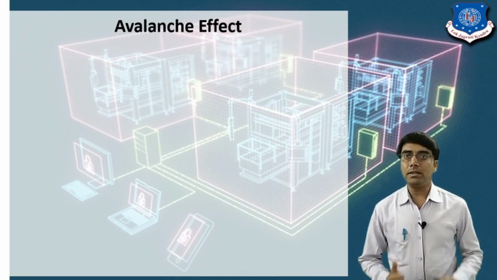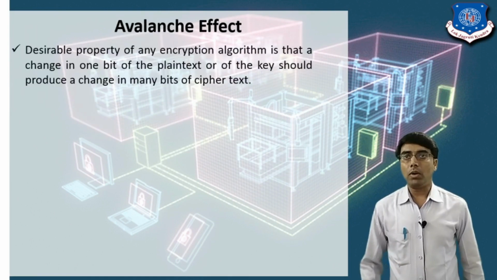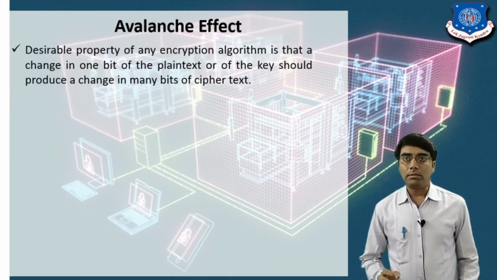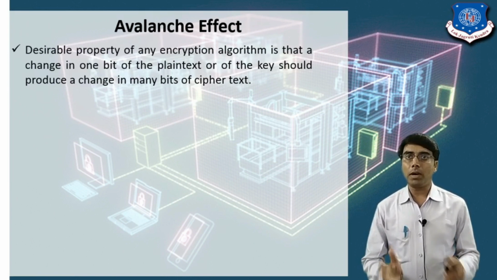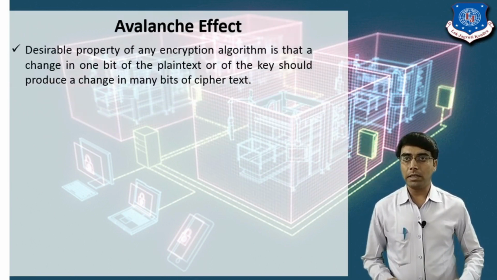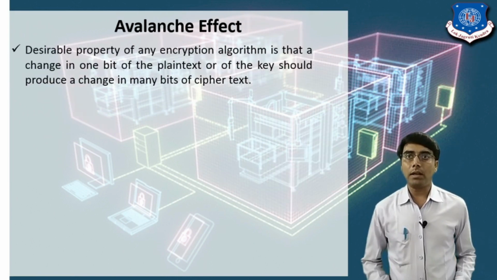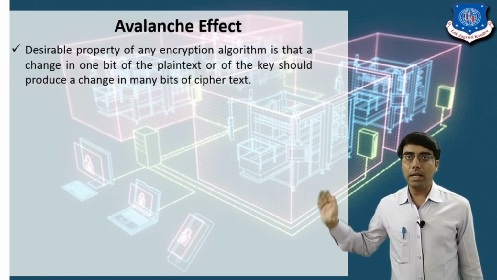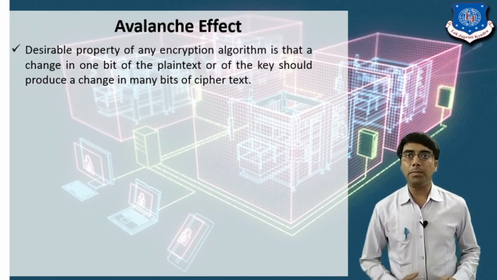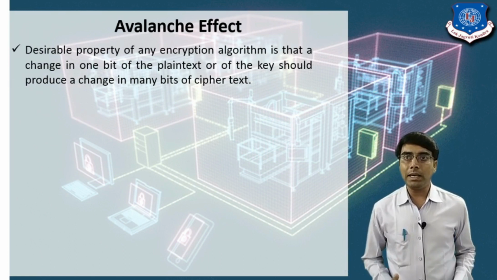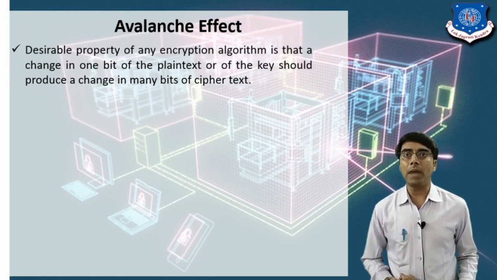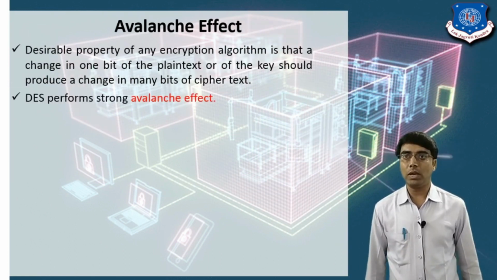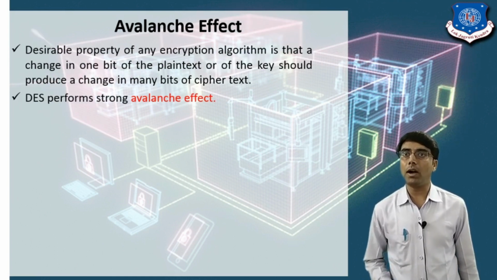Now the next is the avalanche effect. Avalanche effect means that there is one important property of this DES algorithm. In this encryption algorithm, a change in one bit of the plaintext or of the key should produce a change in many bits of the ciphertext. So this process is called the avalanche effect.